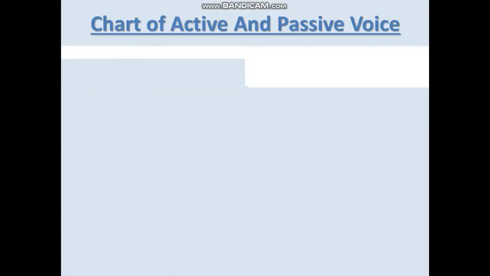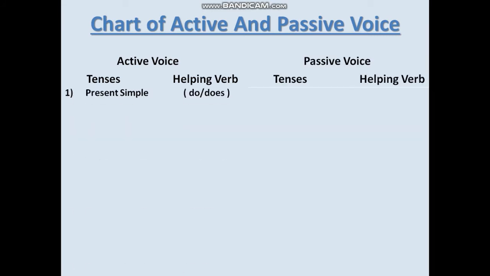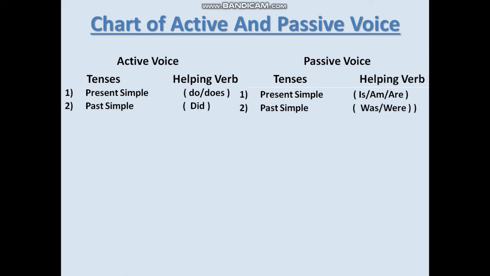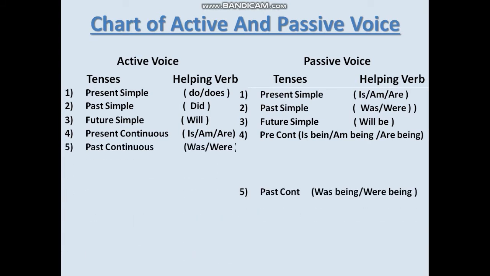So here you can see, students, the chart of active and passive voice. In one line you can see the tenses and helping verbs of active voice, and on the right-hand side you see the passive voice tenses and helping verbs. So here you see the present simple helping verb, but in passive voice we use the is/am/are helping verb. In past simple we use did, but in passive we use was. So you can see different examples and different helping verbs and tenses here one by one.